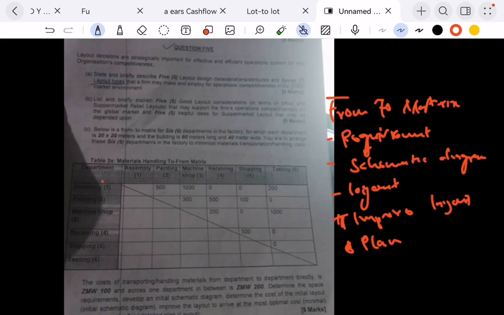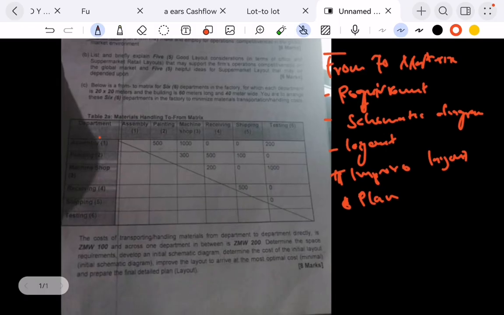So what we've been given here is this same table. I'll not draw it again, but there is information which says the cost of handling materials from department to department directly is 100. So if you are moving from 1 to 2, that is 100. And across a department, in between, is 200. So if you're moving from 1 to 3, they will charge you 200. That's what this means.